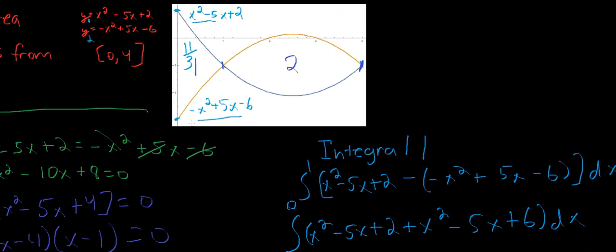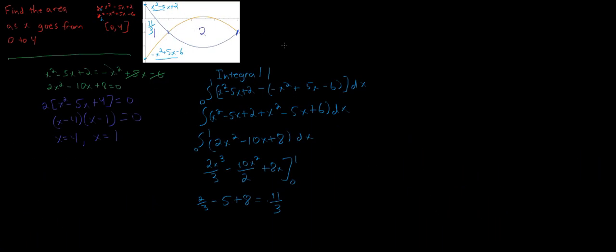Alright, now for integral 2. Let's zoom out a little bit, this is getting a little messy. For integral 2, our bounds switched. So now the negative x squared plus 5x minus 6 is the upper boundary, and the x squared minus 5x plus 2 is the lower boundary. And our bounds are going from the first intersection point, x equals 1, to the second intersection point, x equals 4.